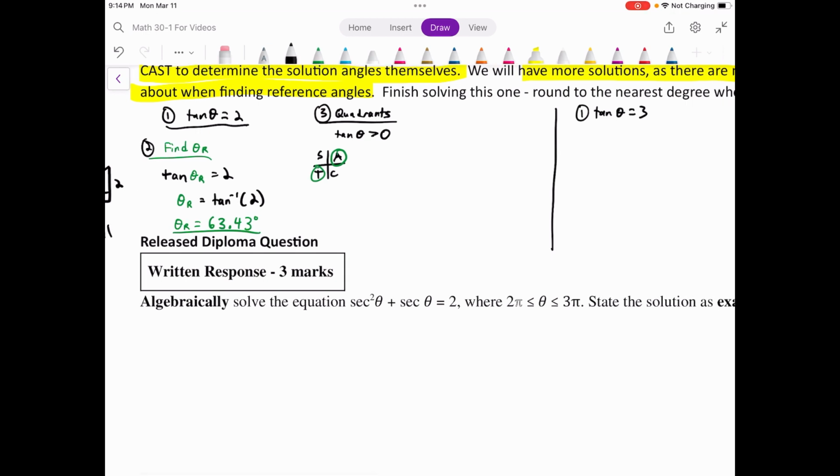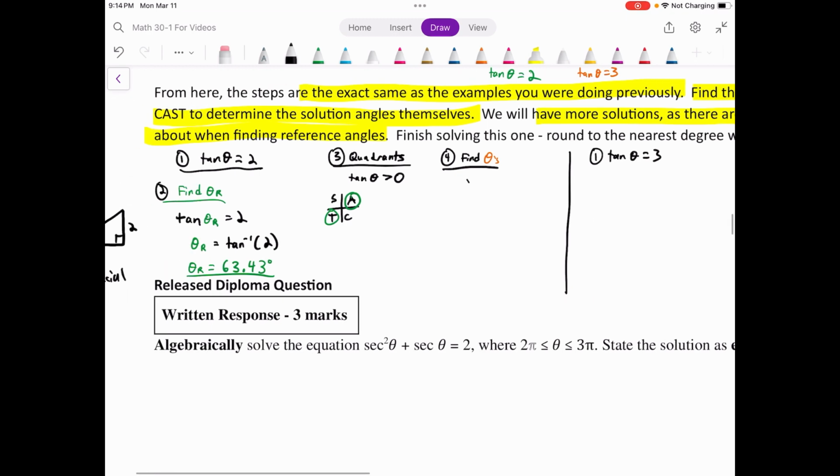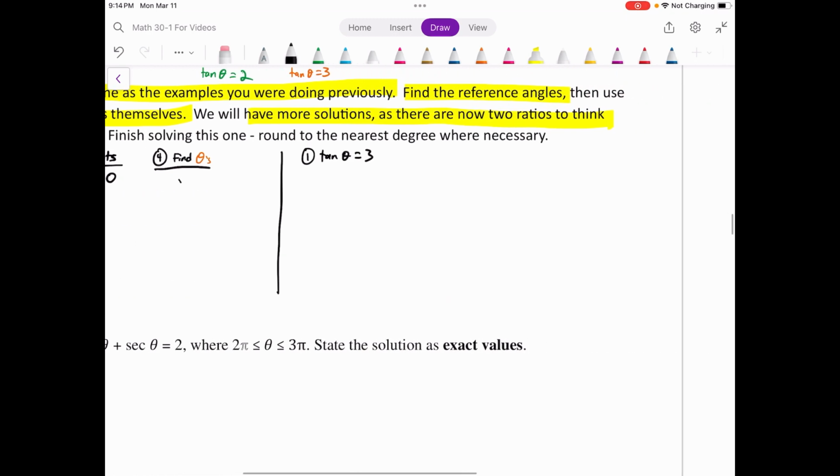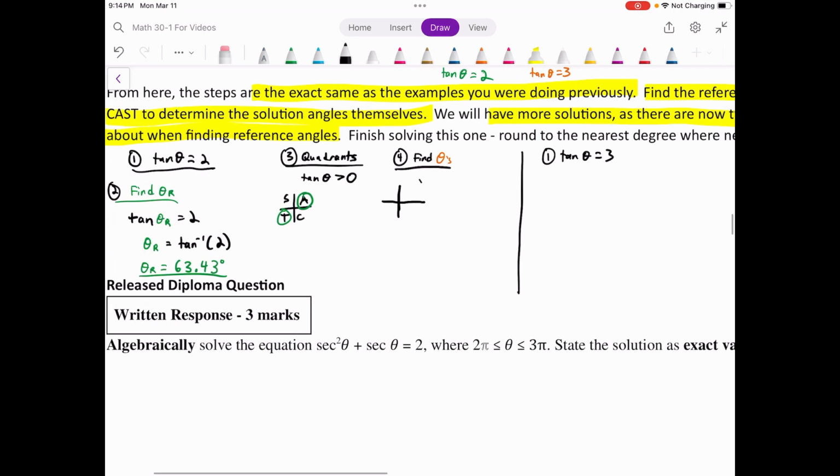So step 4, if you like, we're now going to actually find the angles theta, okay? So 2 solutions we're expecting to find here just from tan theta equals 2. Then we're probably thinking we're going to find 2 more when we solve tan theta equals 3. So here we go. Let's figure out our angles. We want them to have reference angles of 63.43 degrees, and we want them to be in quadrant 1 and quadrant 3.